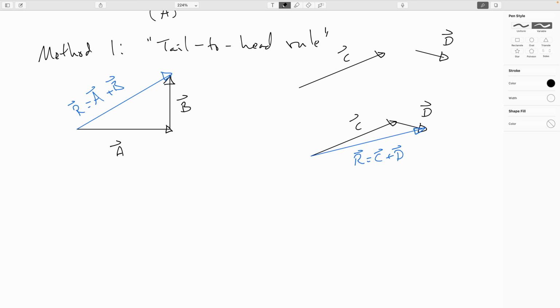There is another method, and this has been shown to be mathematically equivalent, called the parallelogram rule.